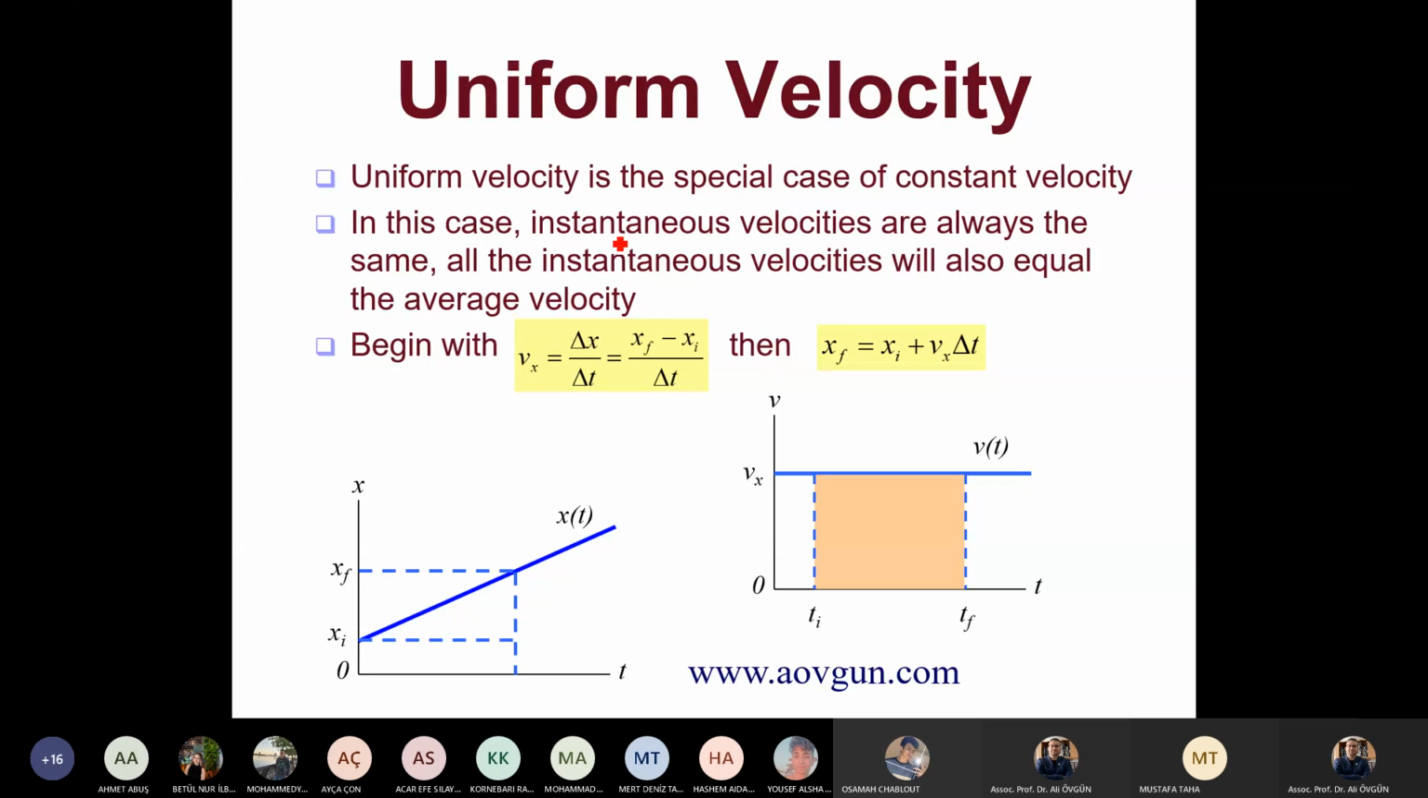So how can you find the position when there's a constant velocity? x final will be equal to x initial plus Vx delta t. What it means is final position equals initial position plus velocity times delta t. And here you can see the velocity-time plot. Velocity is constant, so it's only a straight line.